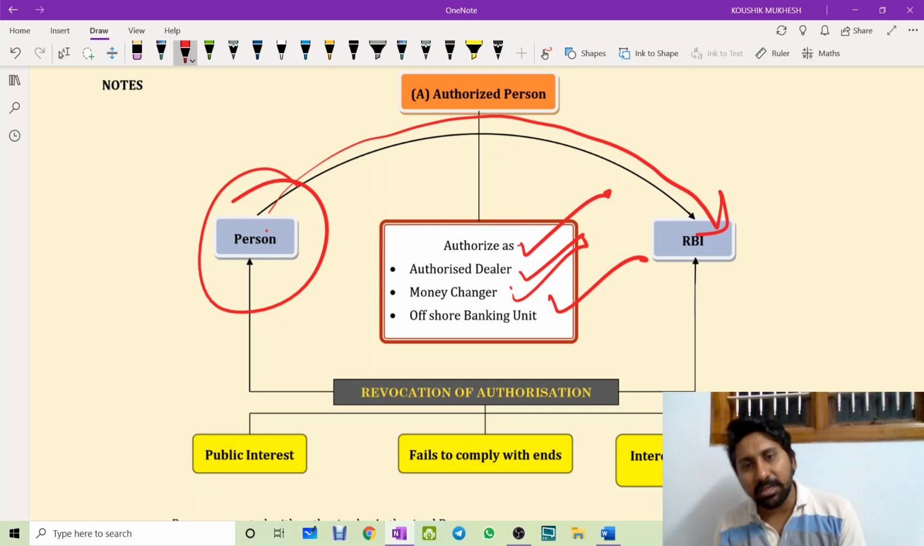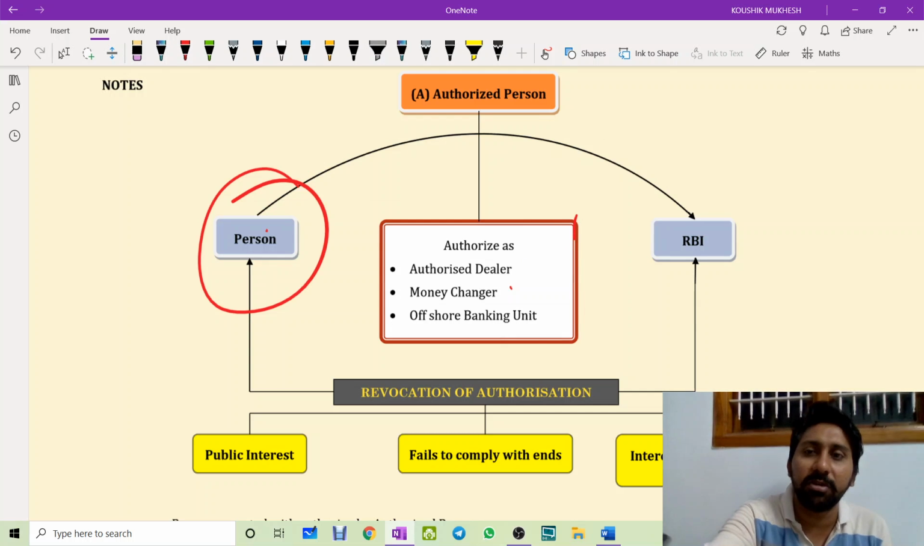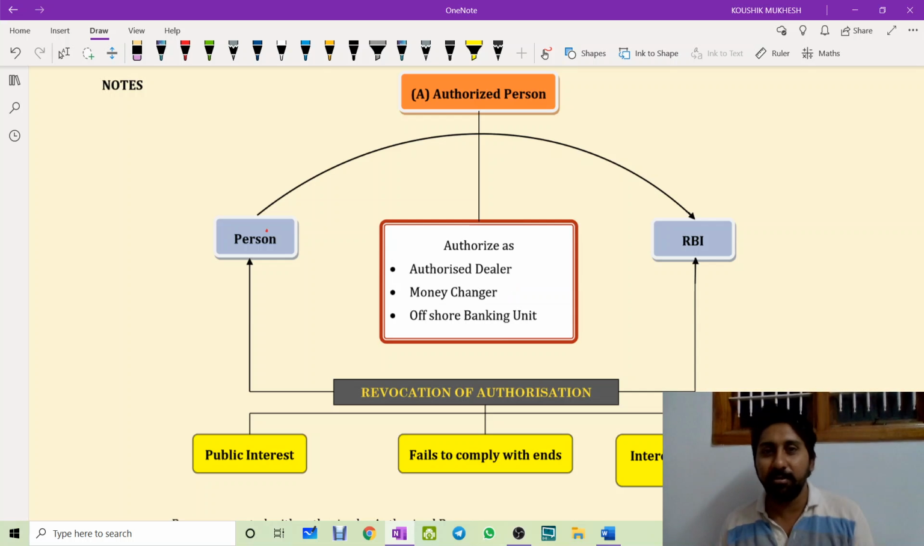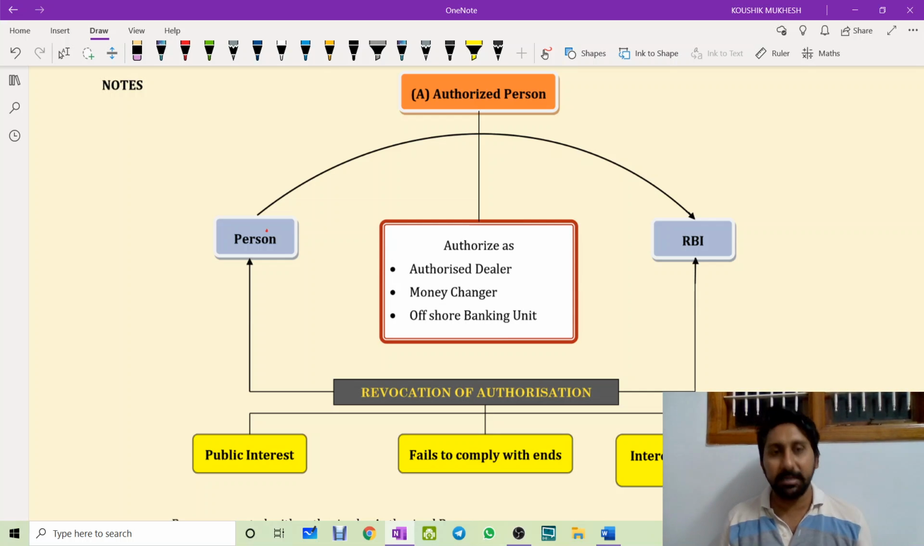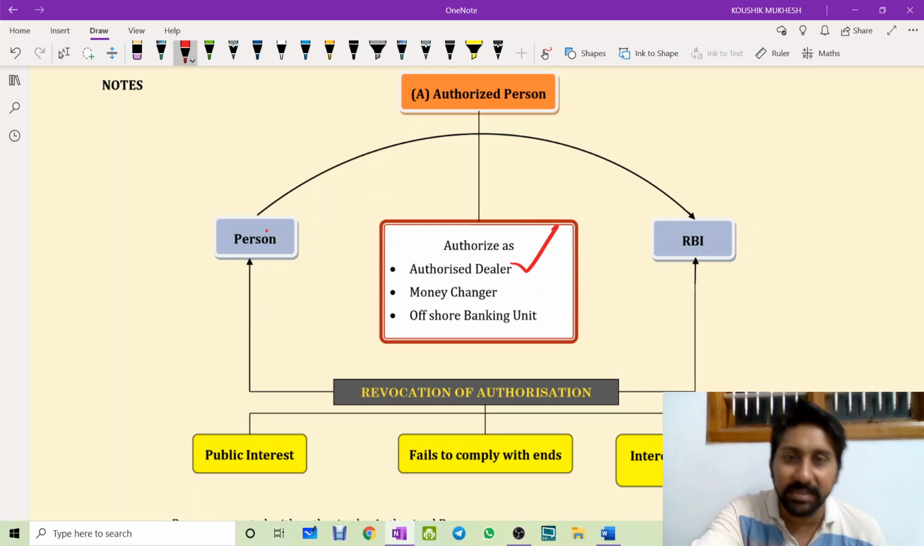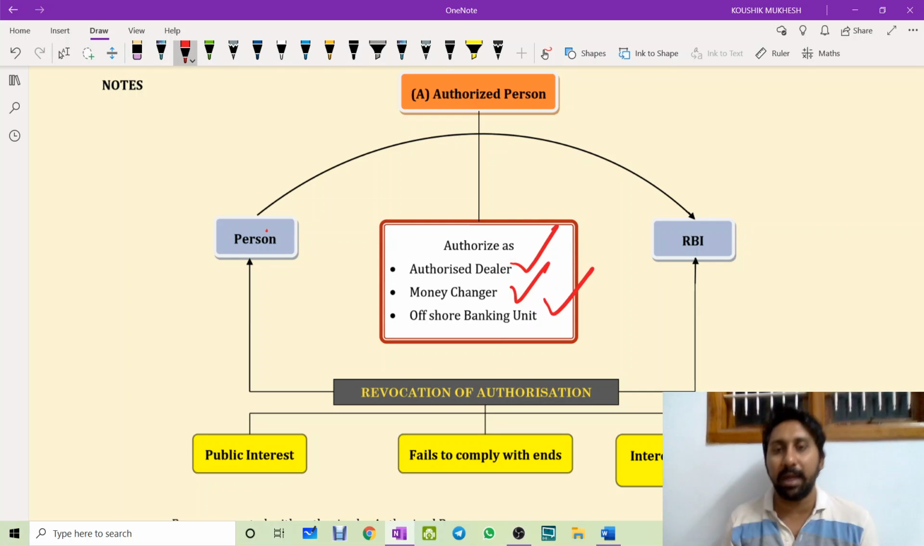Sir, what is an authorized dealer, money changer, offshore banking unit? Okay, before going into that, first try to understand the basics. I am a person. I want to get authorization. What do I have to do? Apply. Apply for what? Apply to become an authorized dealer, money changer, or offshore banking unit. What is the difference between them? So let's try to understand that.